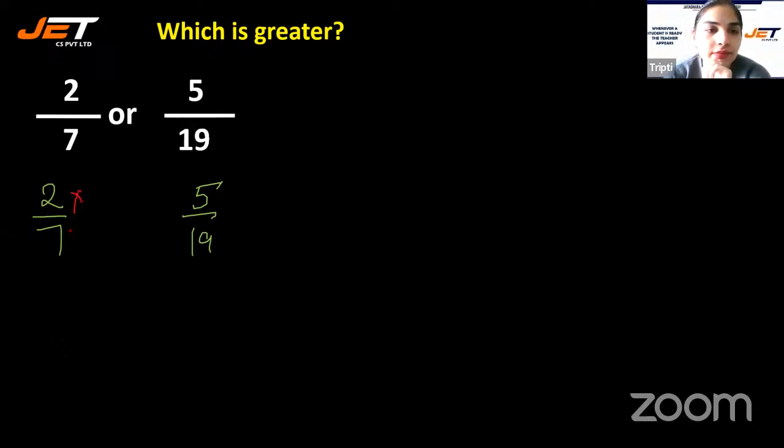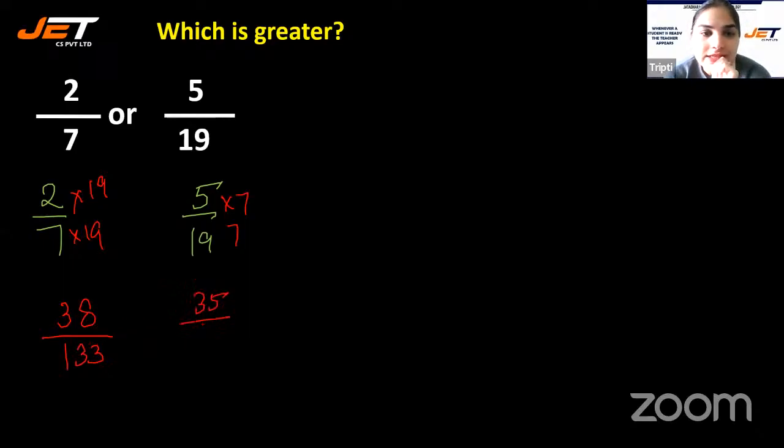So here, multiplying it, 19, 19. I'll multiply 7, 7. So here, 2 times 19 is 38. 7 times 19 is 133. 5 times 7 is 35. And 19 times 7, 133.